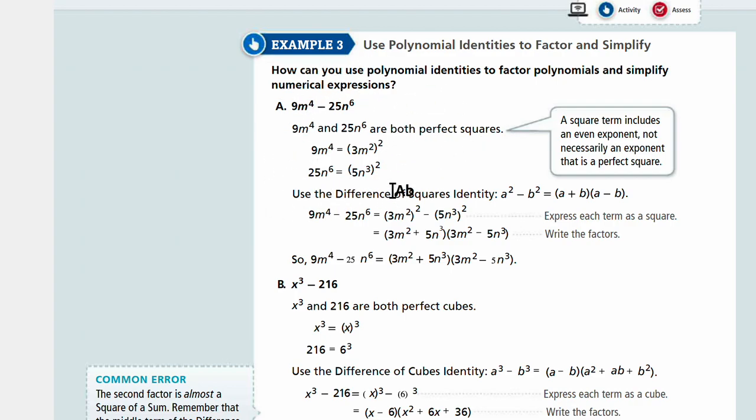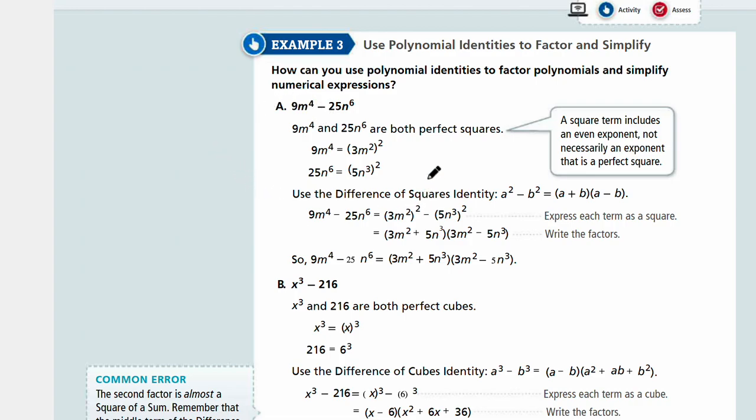So 9m to the 4th power could be rewritten as 3m squared to the 2nd power, right? 3 squared is 9, m squared to the square is m to the 4th. And the same way, 25n to the 6th power is also a perfect square. So 5n to the 3rd power, all of that squared, would be equal to it. And so now we have A and B. We can use the difference of squares identity, which is a squared minus b squared equals a plus b times a minus b.